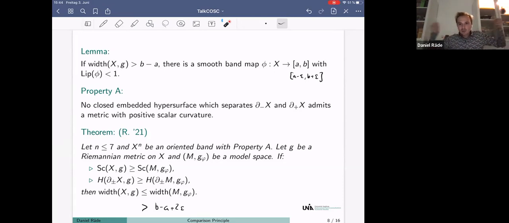So if you can make this as big as you want, you don't change, it's scaling invariant. You don't change the mean curvature or the scalar curvature. So you can just take any smooth function. So the first hurdle is overcome.